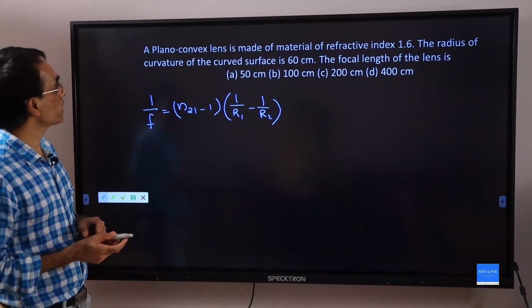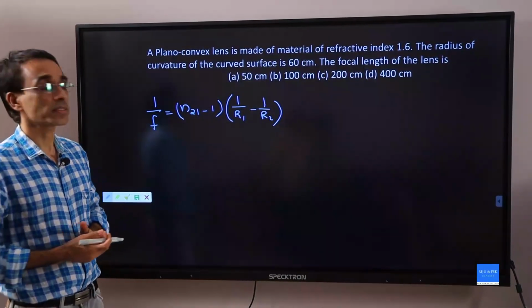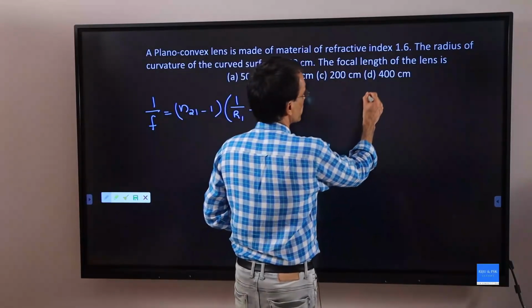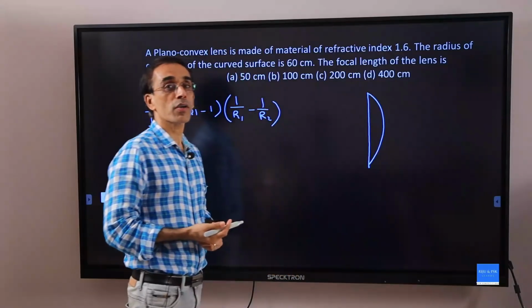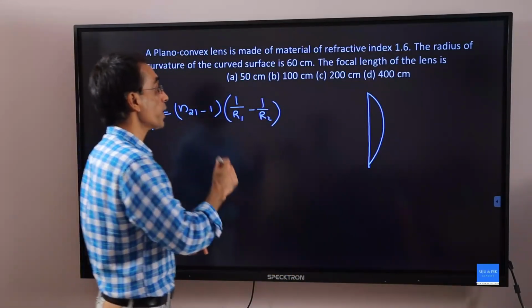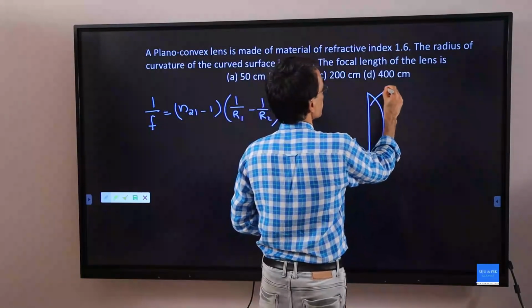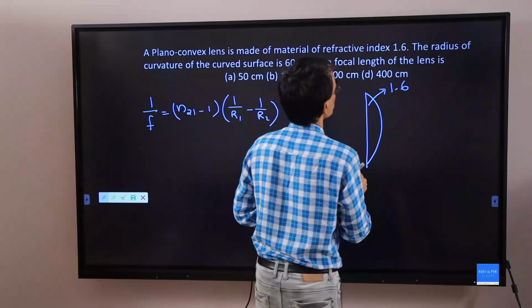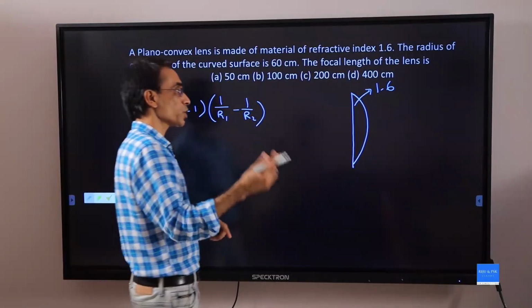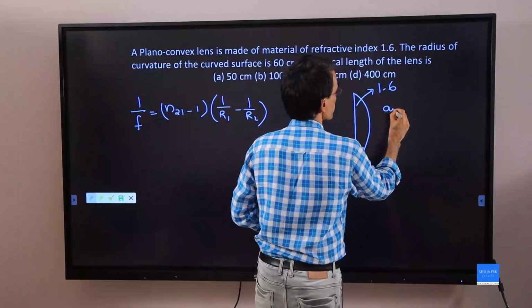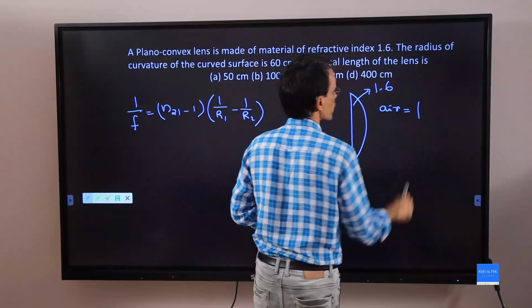What is given? A plano-convex lens is given. A plano-convex lens, plano then convex. Its refractive index is 1.6. The surrounding medium is not given. So when it is not given, we will assume that surrounding medium is air with refractive index 1.